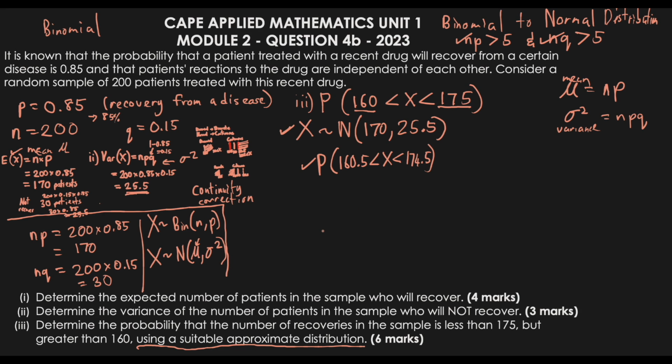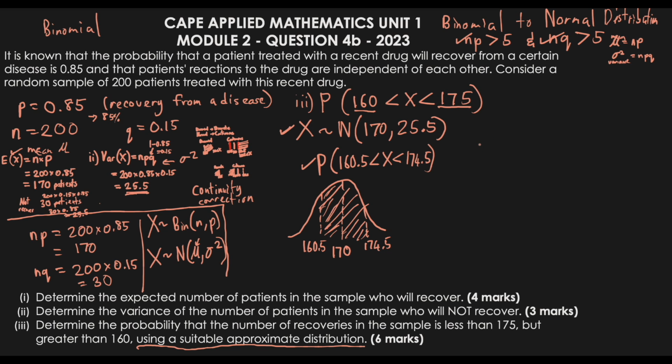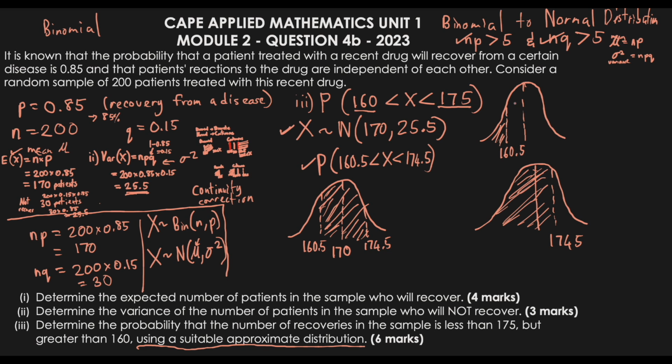All right, so now that we have this, we'll do a similar concept to what we did in question 3. We know that the mean is 170, and we have our borders here now. We want to see when it's between 160.5 and 174.5, so we want the probability between here. Similar to what we did last time, we work out what is less than 160.5 and what is less than 174.5, and once we subtract these two, we will get the final answer.